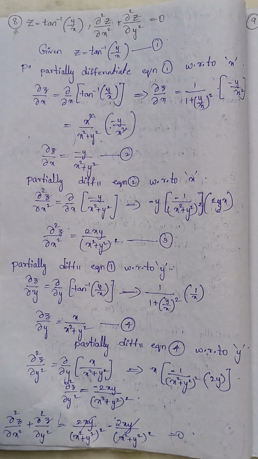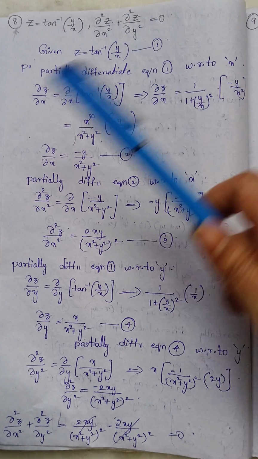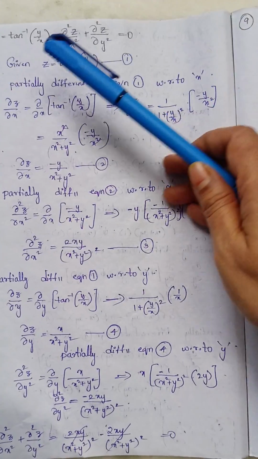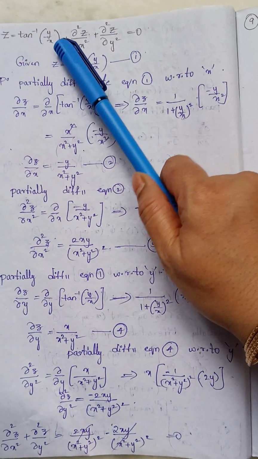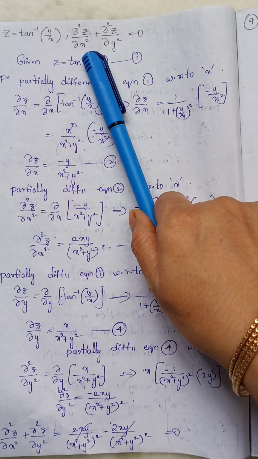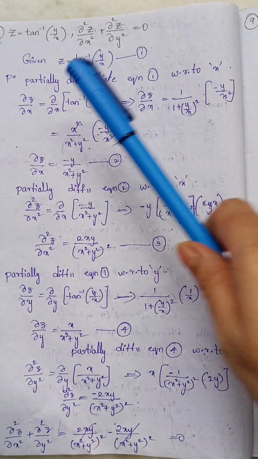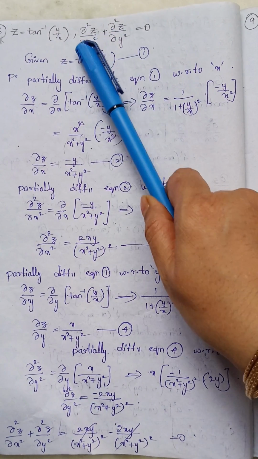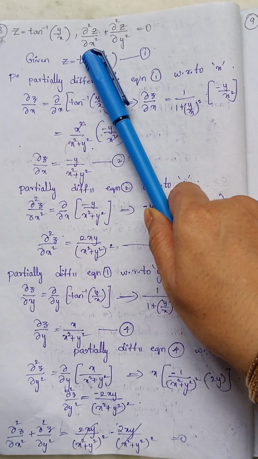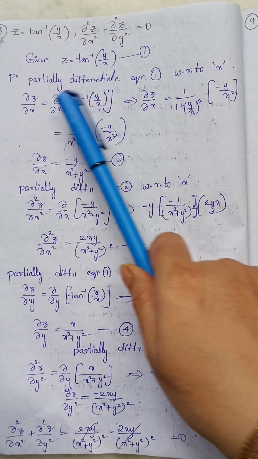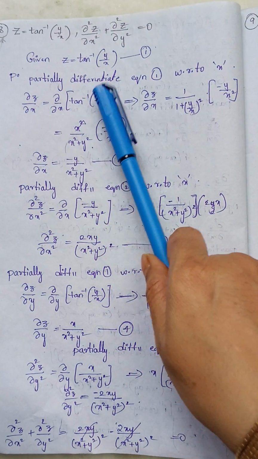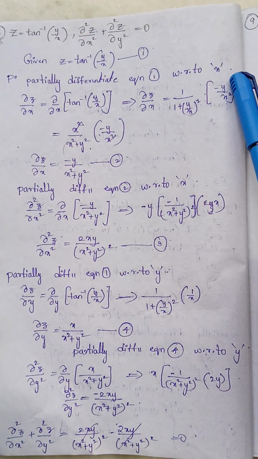Hello students, here we have some more partial differentiation problems. Here z is given as tan inverse y by x, then prove that del square z by del x square plus del square z by del y square equals 0. So for that, z is given, and here we have second-order partial differentiation of z with respect to x.